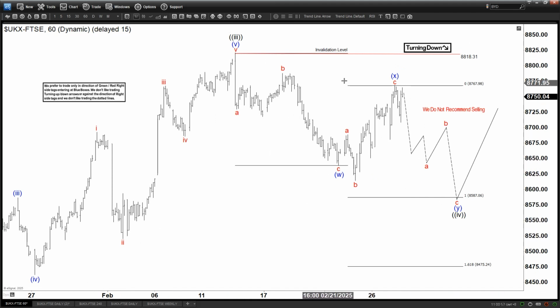All right, so shorter cycle again, we're looking for more downside below 8818. Potential target is this area, and then let's see how it goes, and whether or not we can find support here.